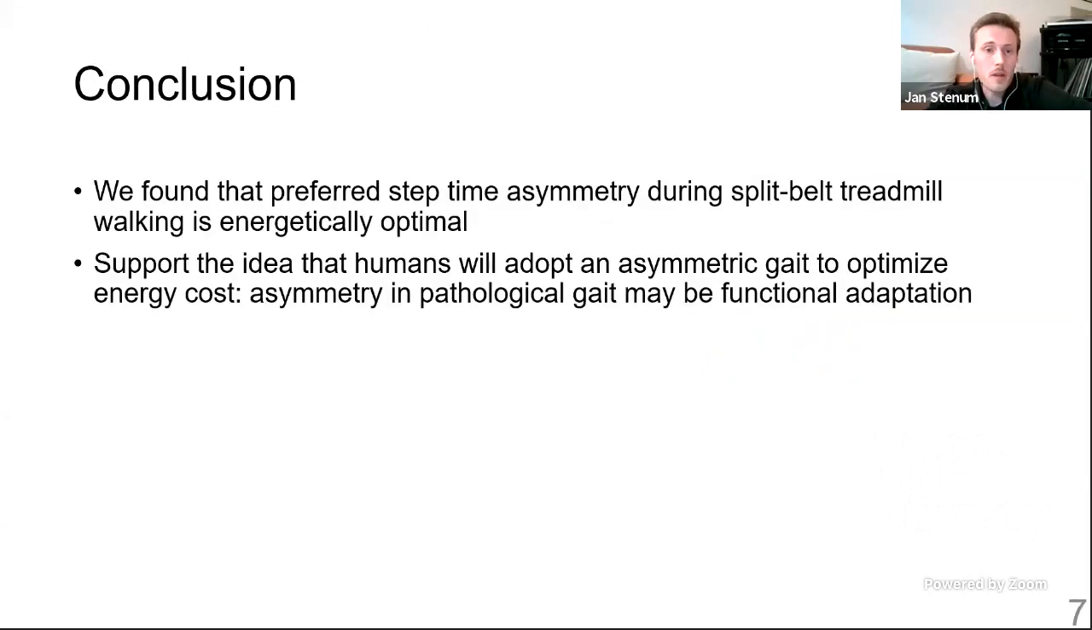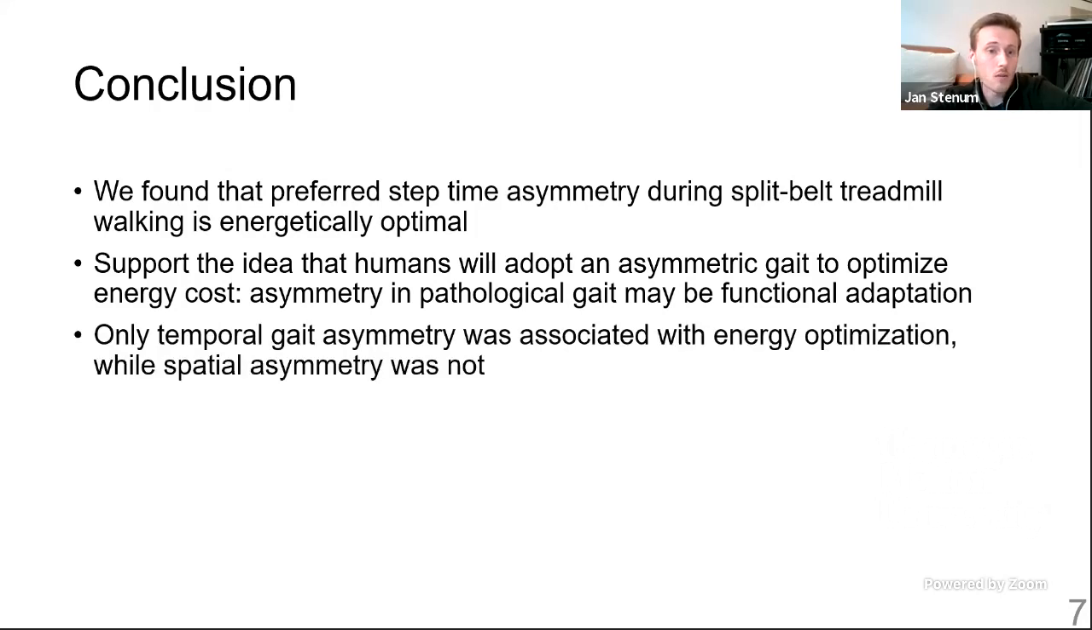So to wrap up here, we find that the preferred step time asymmetry in split belt treadmill walking was energetically optimal. That supports the idea that humans will adopt an asymmetric gait to optimize energy cost. And that may suggest that the asymmetry in pathological gait may be a functional adaptation in order to walk economically. It's worth noting that only temporal gait asymmetry was associated with energy cost, but spatial was not. So there might be distinctions in the relationship between gait asymmetry, energy cost, and optimization for temporal and spatial asymmetry.